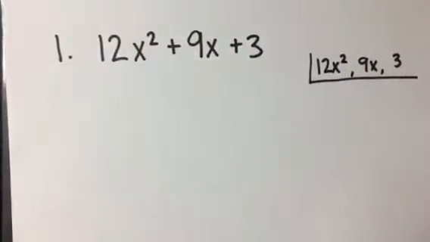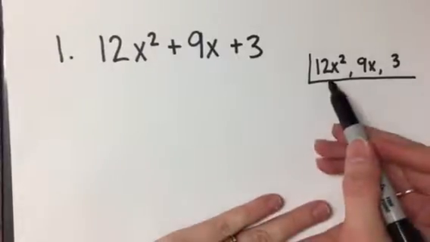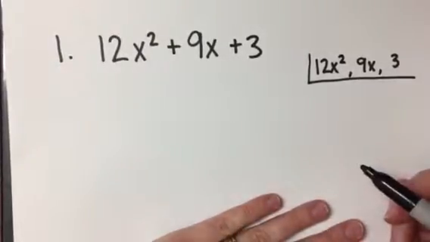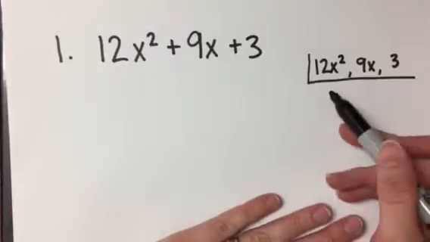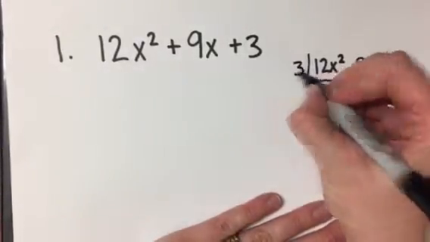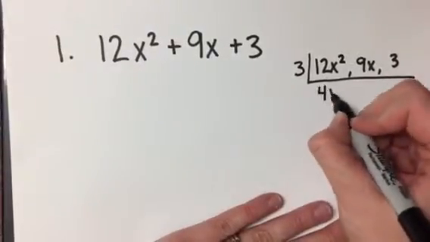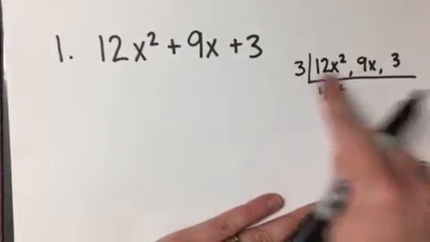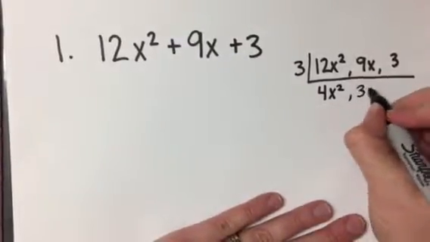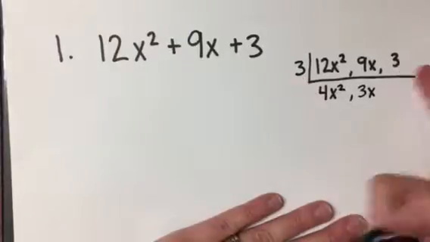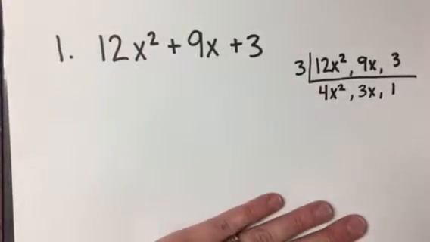Example number 1. To find the common factor of this polynomial, find the prime factorization of all three terms together. So we have 12x squared, 9x, and 3. A prime number that will divide into all three of these terms is 3. 3 goes into 12x squared 4x squared, 3 goes into 9x 3x, and 3 goes into itself once.